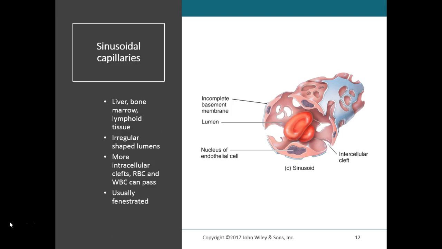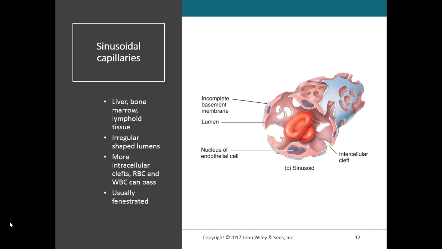The sinusoidal capillaries are sometimes just called sinusoids or wider, and the endothelial cells have really large fenestrations or big windows. You can think of these like sliding glass doors. So they have very large intracellular clefts also. So the large windows and the large clefts allow proteins and some blood cells to pass from the tissues into the bloodstream and from the bloodstream into the tissues.